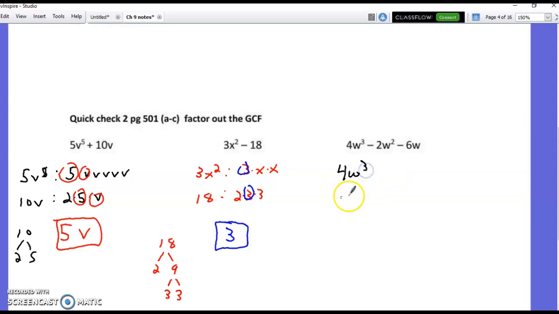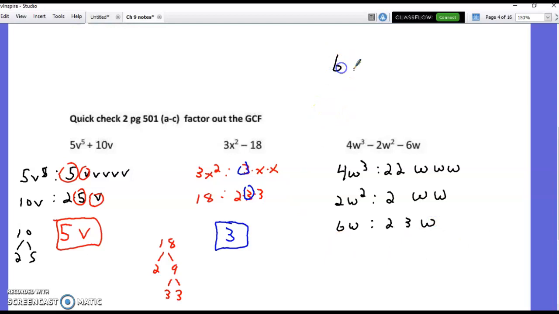4w to the third, 2w squared, 6w. So our prime factorization of 4 when we do our factor tree would be 2 and 2, and then we have 3 w's. 2 is already a prime number, so we just have 2, then 2 w's.